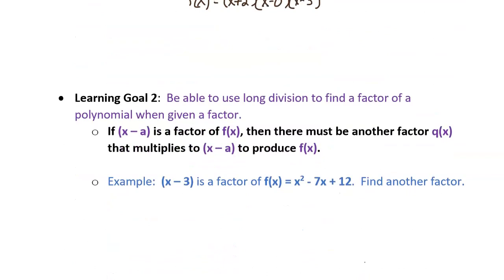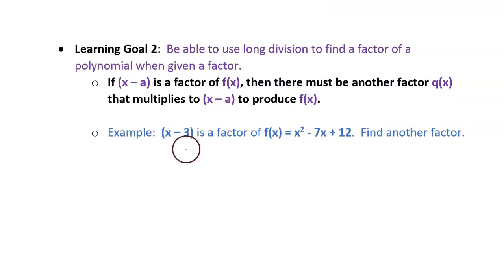Learning goal number 2 from the previous lesson was to be able to use long division to find a factor of a polynomial when given a factor to start with. Here's the key concept. If x minus a is a factor of a polynomial, then there must be another factor, let's call it q of x, that multiplies with x minus a to produce the polynomial. Here's an example problem to make sense of that idea. We're given that x minus 3 is a factor of this quadratic polynomial. Let's find another factor.